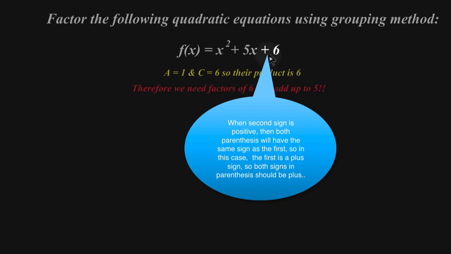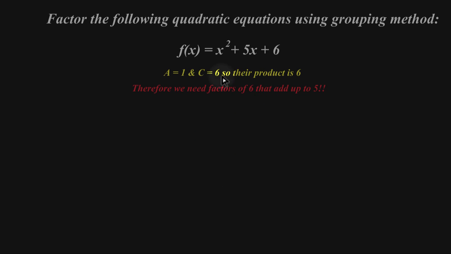If the second term is a plus sign, they both need to be whatever this sign is. Again, if this is a plus sign, they're both going to be plus. Or if this was plus and then minus, both of your parentheses should have minuses in it. But if there's a minus, then one's plus and the other one's minus. Okay?